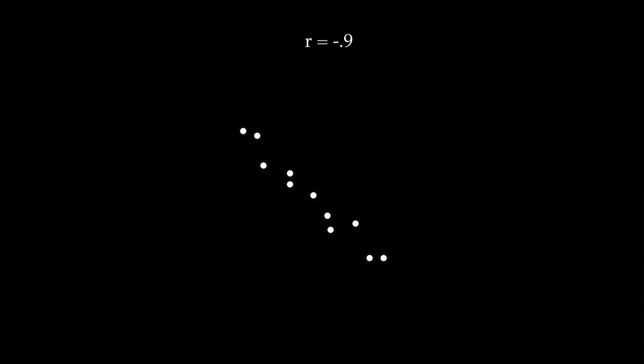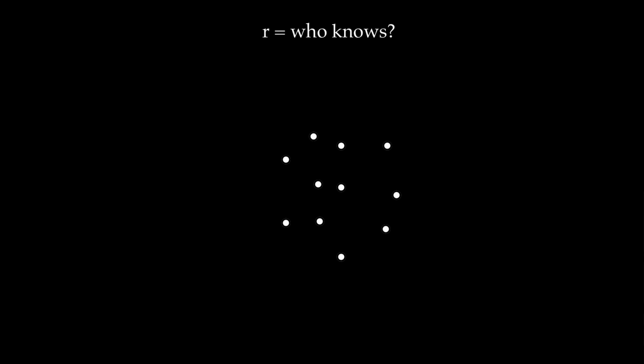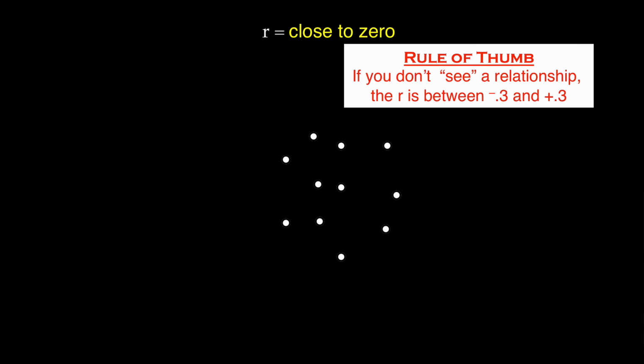This is an R of -0.9. This is an R of -0.6. It's a negative relationship, moderately correlated. This is an R of +0.5. And who knows what the R is here? I mean, there's just no obvious correlation between these variables. And it's close to 0. My rule of thumb is if you don't see a relationship, the R will be somewhere between -0.3 and +0.3. It's just a generalization, but if you really can't see a correlation, the R is going to be small. It'll be very close to 0.